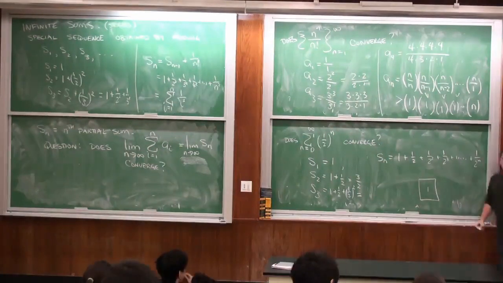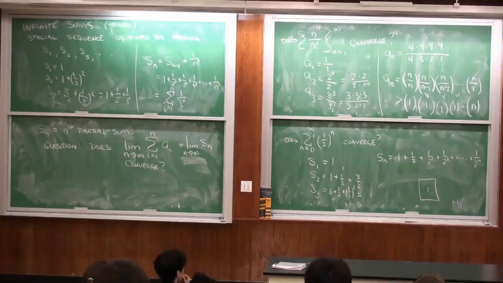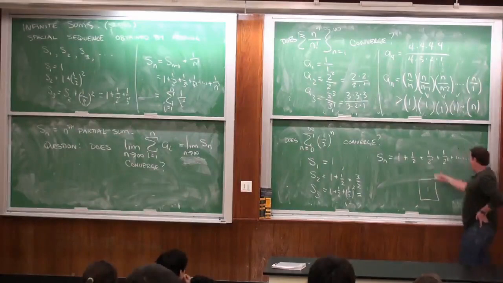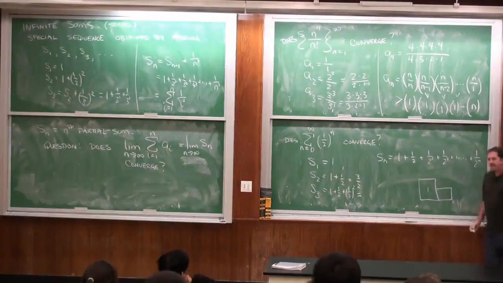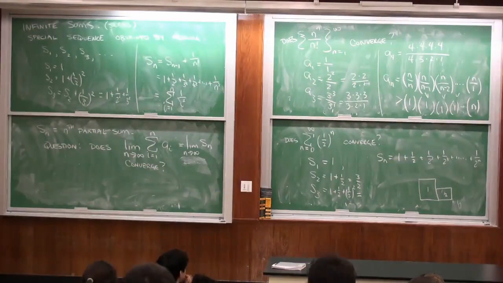So let me give you a geometric proof that this works. I'll prove it analytically in a second. I start with something of area 1. And now I want to add something of area 1/2. So let's make it 1 unit wide, but only half as tall. So this has area 1/2. And now I want to add in something of area 1/4.